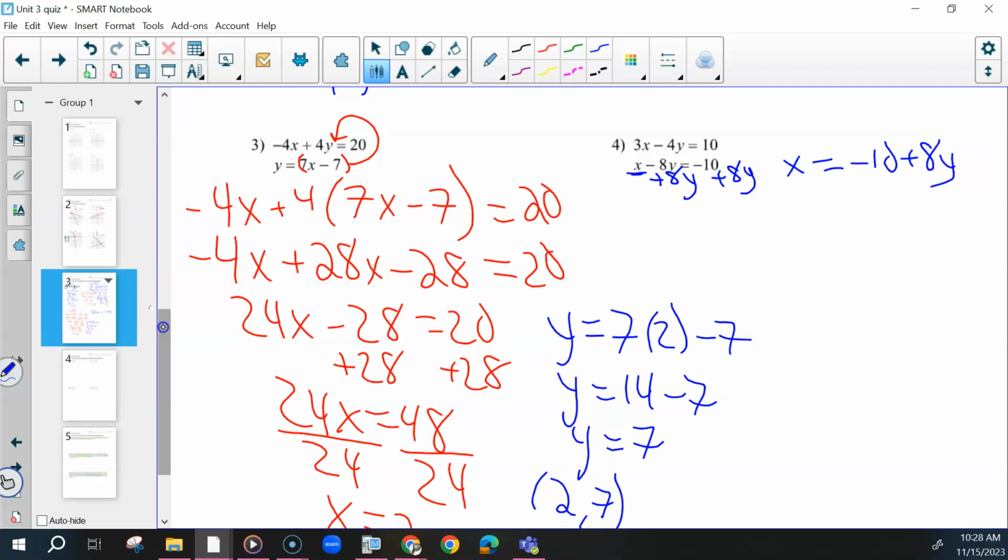How much were these worth? 4. Each of those were worth 4. Except for this last one, it was worth 5.